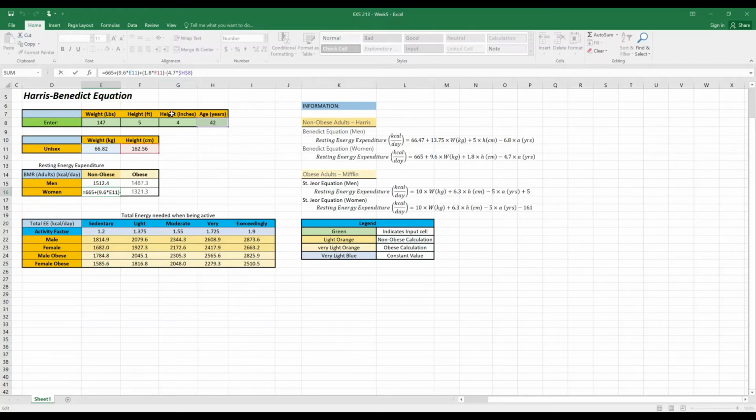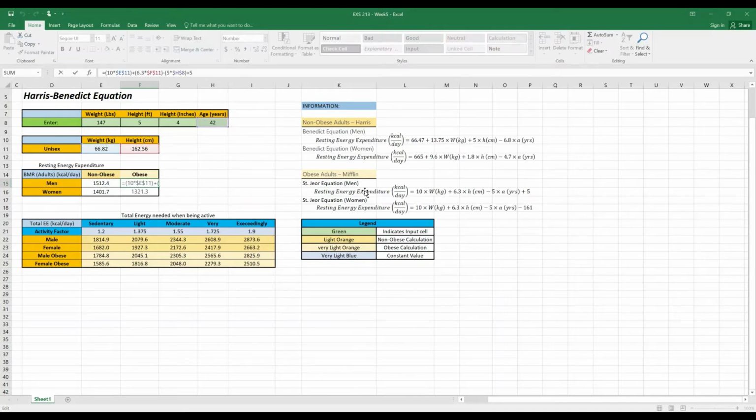And right here, F11 is the height in centimeters. And then H8 is the age. And all that's doing is just taking these sections right here and inputting them into a cell so you don't have to do the calculations later on.